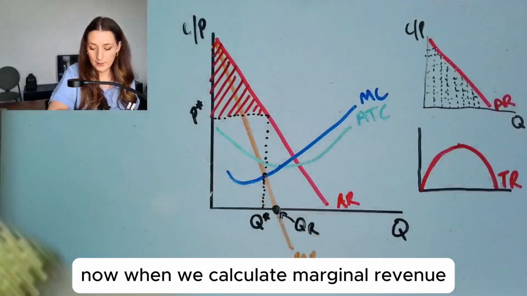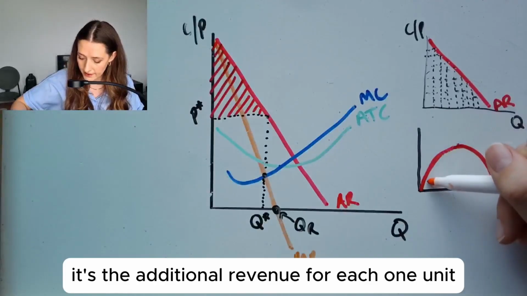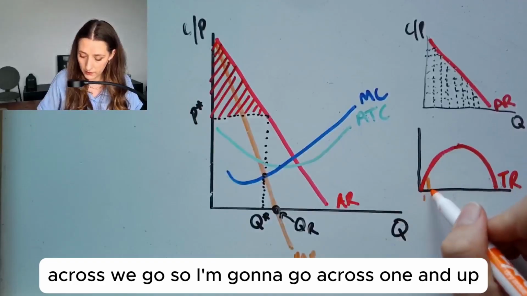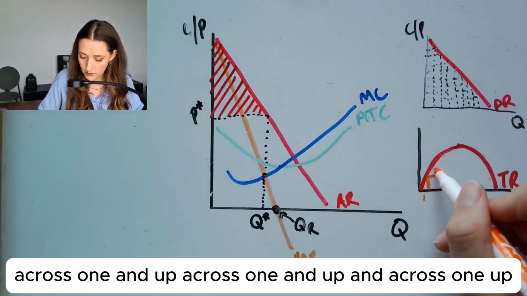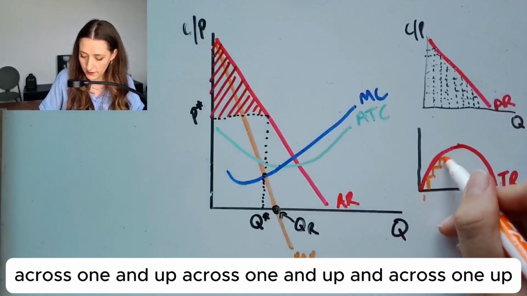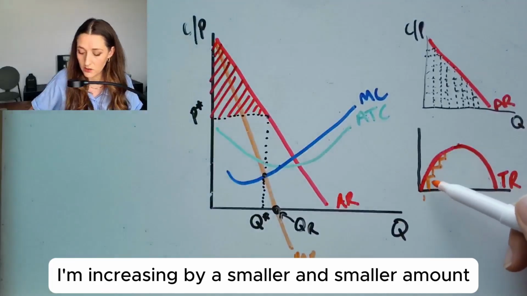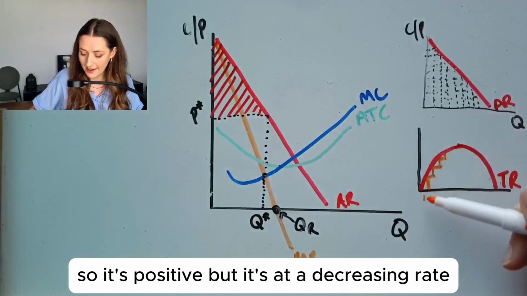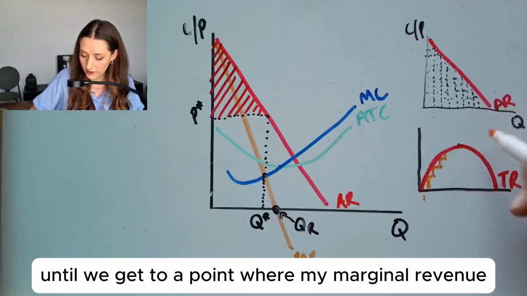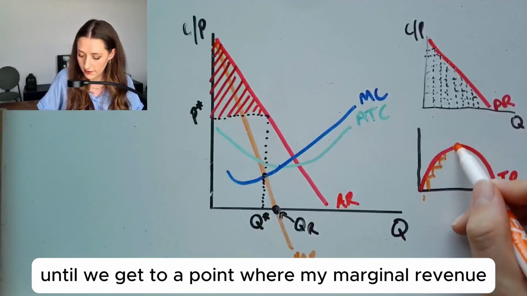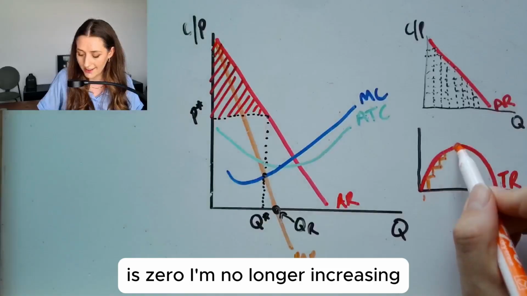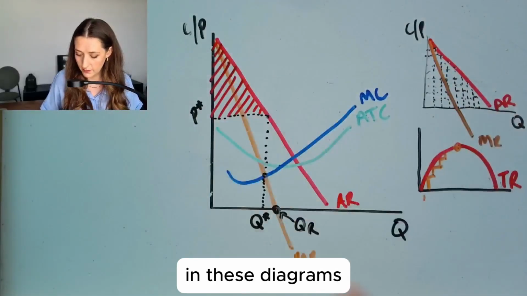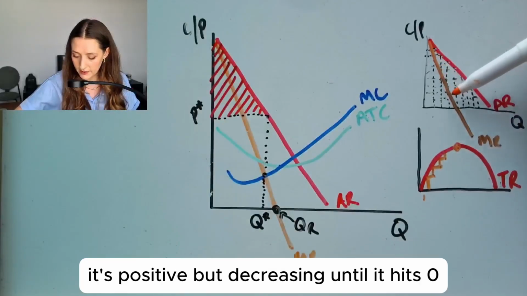Now, when we calculate marginal revenue, it's the additional revenue for each one unit across we go. So I'm going to go across one and up, across one and up, across one and up, and across one and up. And we can see each time I'm increasing by a smaller and smaller amount. So it's positive, but it's at a decreasing rate until we get to a point where my marginal revenue is 0. I'm no longer increasing. This correlates to my marginal revenue that I draw in these diagrams. It's positive but decreasing until it hits 0.